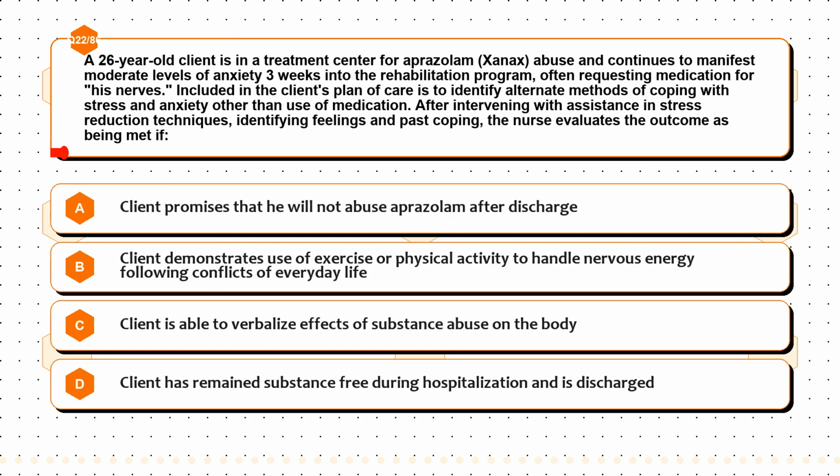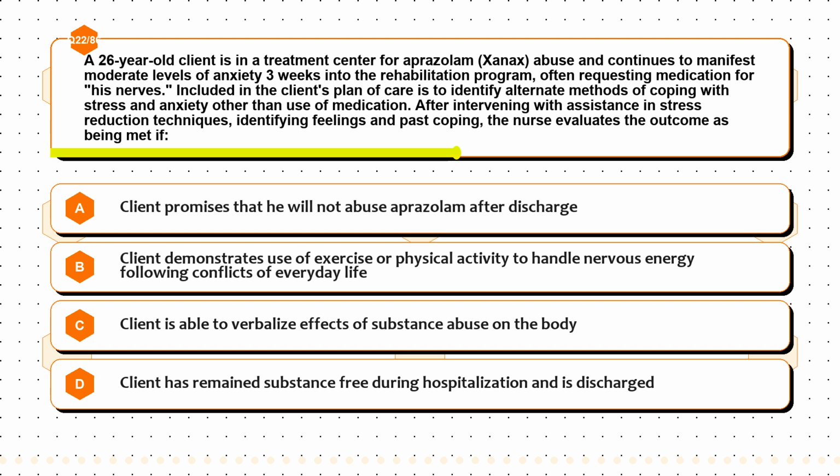Question 22. A 26-year-old client is in a treatment center for alprazolam Xanax abuse and continues to manifest moderate levels of anxiety 3 weeks into the rehabilitation program, often requesting medication for his nerves. Included in the client's plan of care is to identify alternate methods of coping with stress and anxiety other than use of medication. After intervening with assistance in stress reduction techniques, identifying feelings and past coping, the nurse evaluates the outcome as being met if.